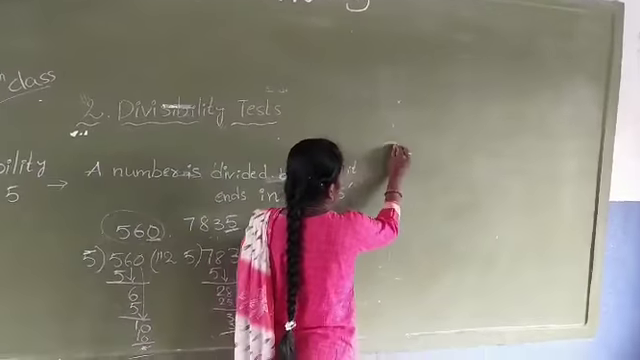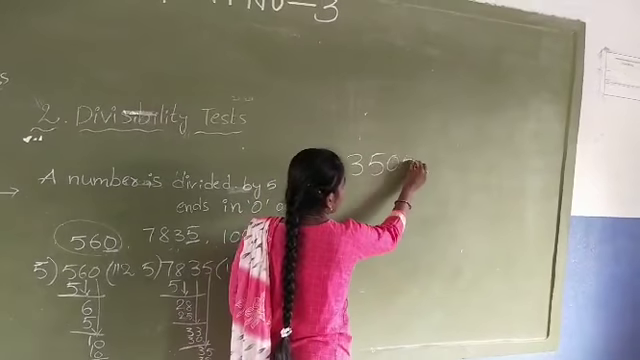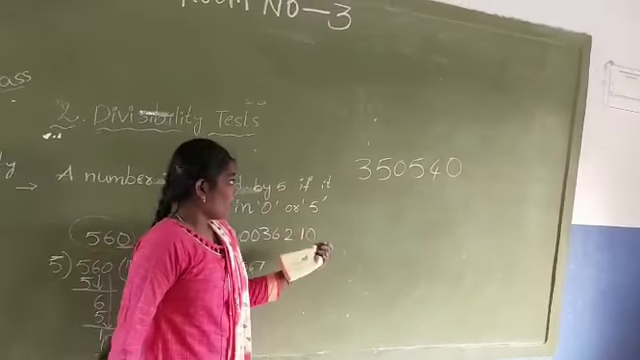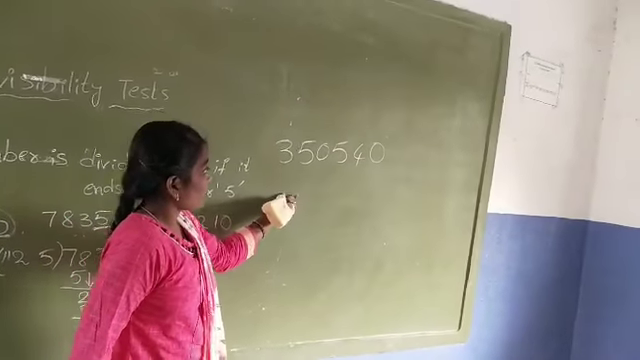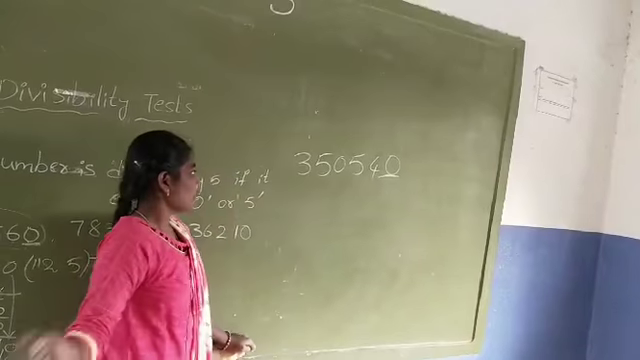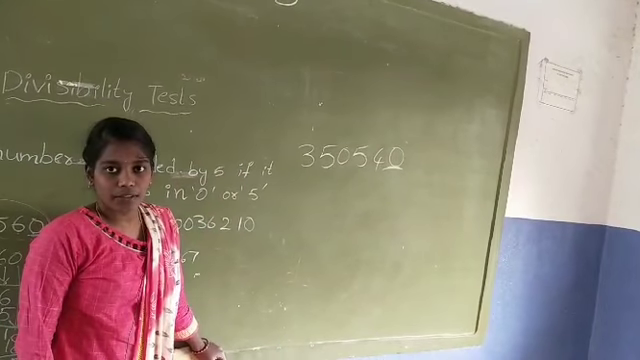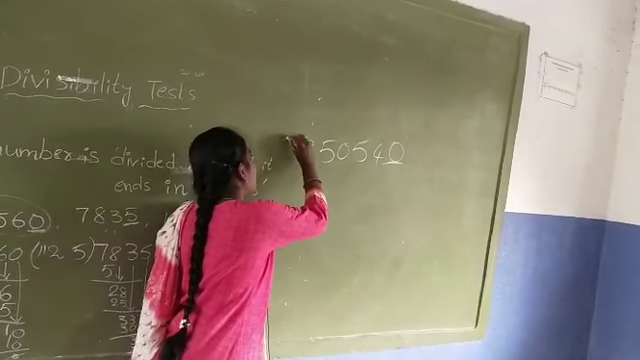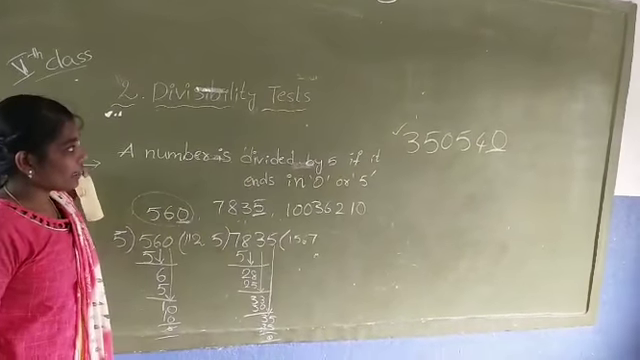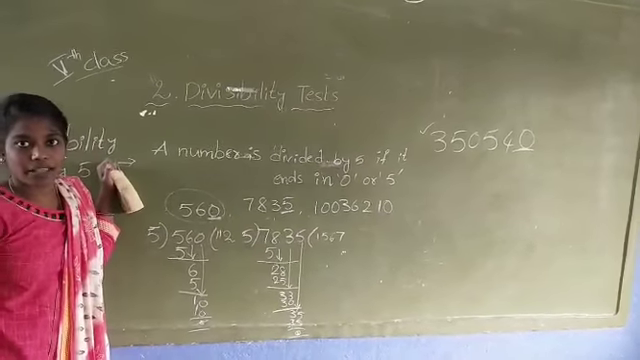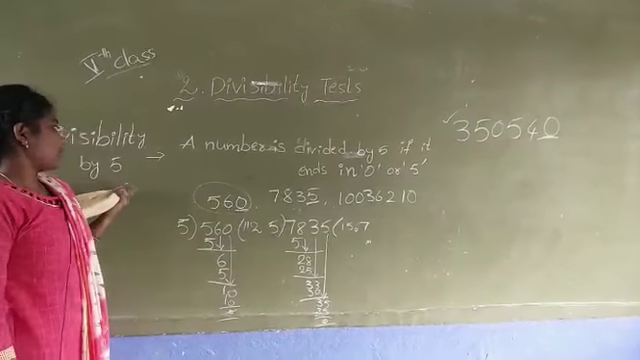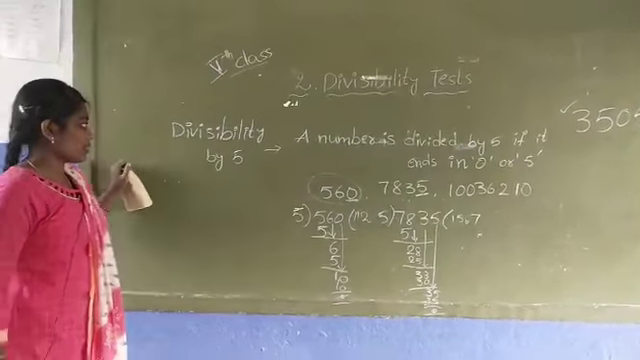For example, by looking at this, is it divisible by 5 or not? The last digit in this number is 0. So this number must be divisible by 5 because it ends with 0. If a number ends with 0 or 5, that number must be divisible by 5. This is the divisibility test of 5.